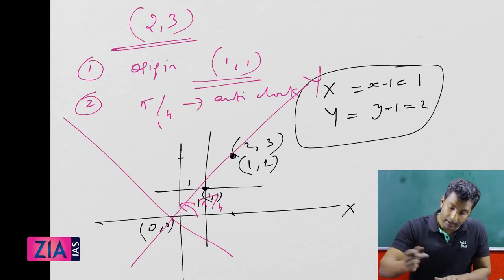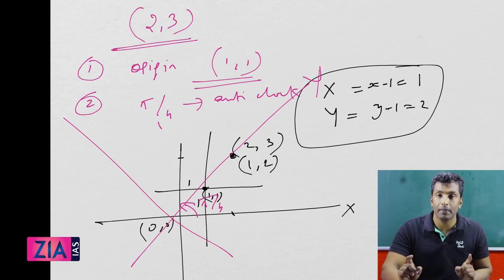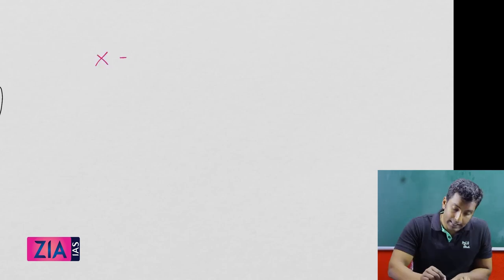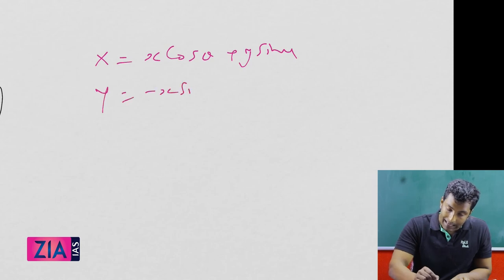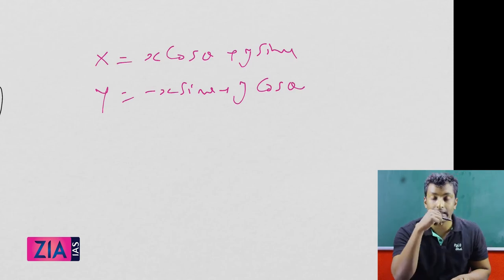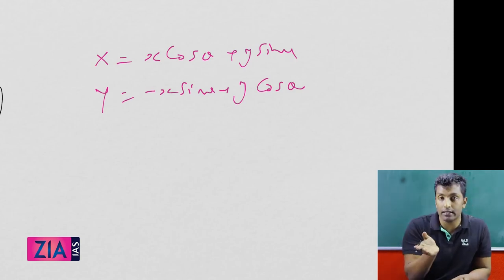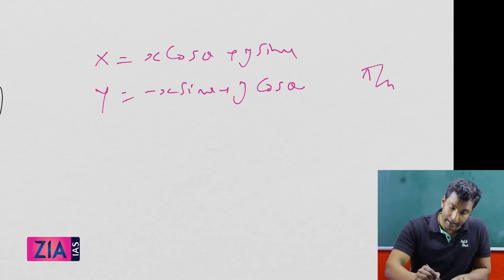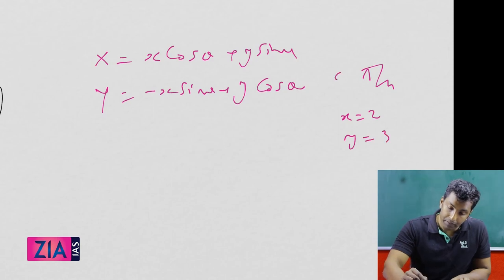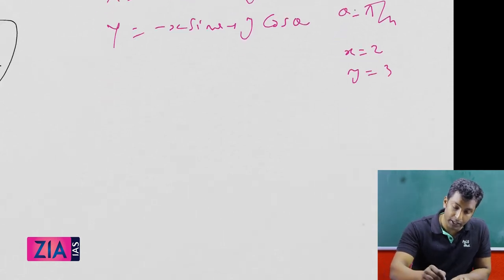I need to find, see, small x and small y is given. So if small x and small y is given, I need to find capital X and capital Y. So capital X is equal to x cos theta plus y sin theta. Capital Y equal to minus x sin theta plus y cos theta, right? Now theta we know, since you are rotating anti-clockwise, theta is pi by 4. So x is equal to 2, y equal to 3, theta equal to pi by 4. Just substitute, you'll get the coordinates.